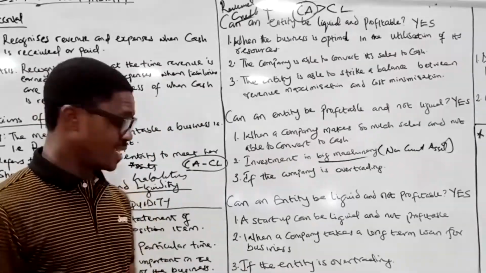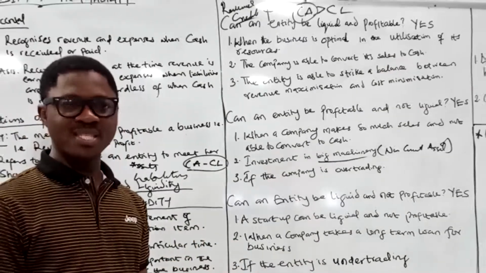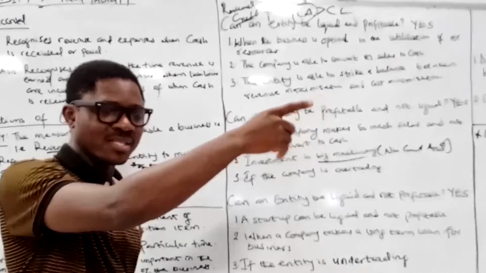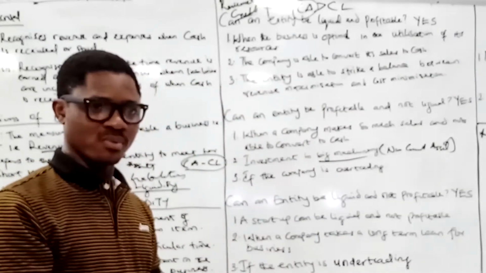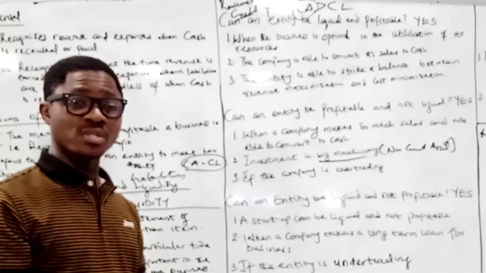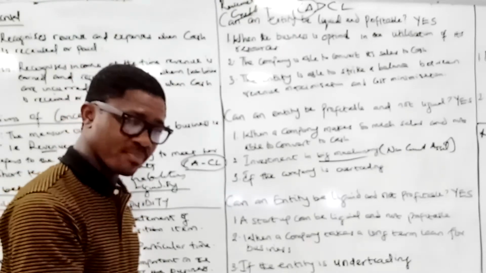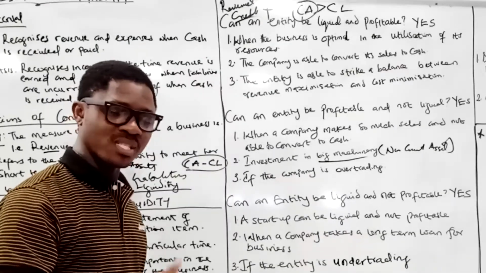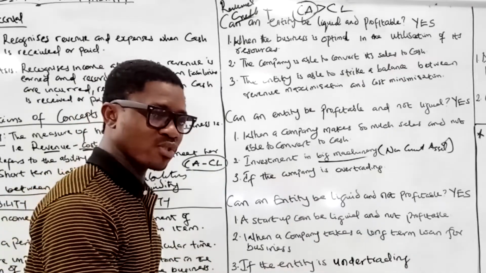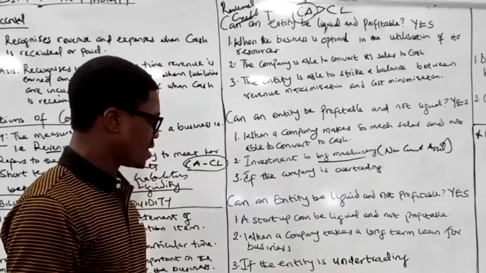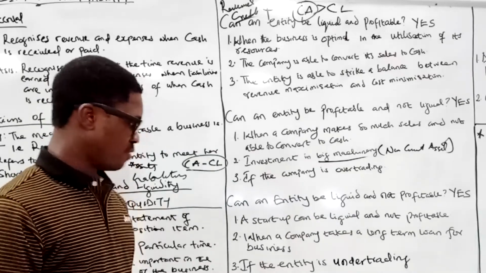Second point, when a company takes a long-term loan for the business, the company can be liquid, but the same company will not be profitable. The company took the loan for business expansion. At that point, the company is liquid, but the bottom line of the business is yet to be affected by the expansion the company is undertaking. As such, the company may be liquid and not be profitable.